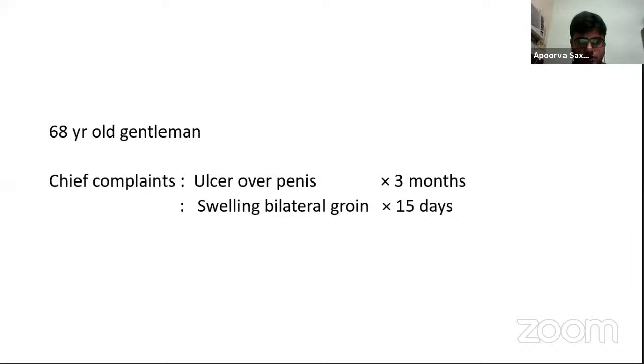I am presenting a case of a 68-year-old Hindu gentleman, resident of Delhi, who did not receive any formal education and is a farmer by occupation, who presented to surgery OPD with chief complaints of ulcer over the penis for 3 months and swelling over bilateral groin for the last 15 days.